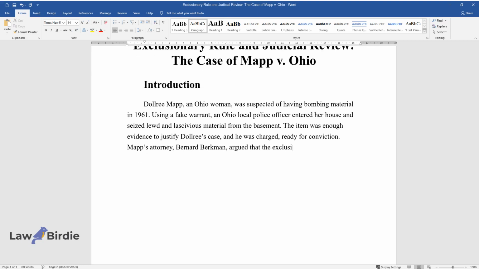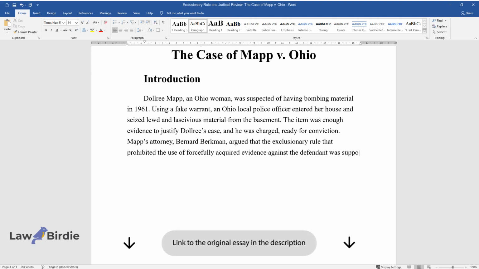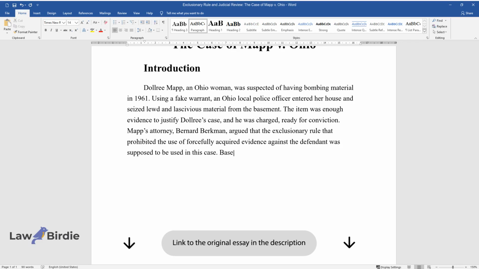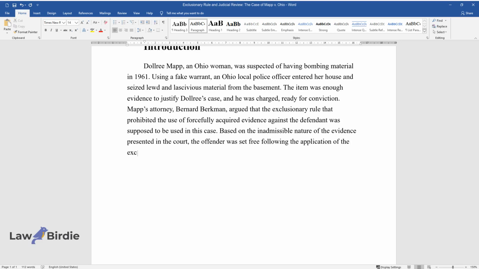Mapp's attorney, Bernard Berkman, argued that the exclusionary rule that prohibited the use of forcefully acquired evidence against the defendant was supposed to be used in this case. Based on the inadmissible nature of the evidence presented in the court, the offender was set free following the application of the exclusionary rule.